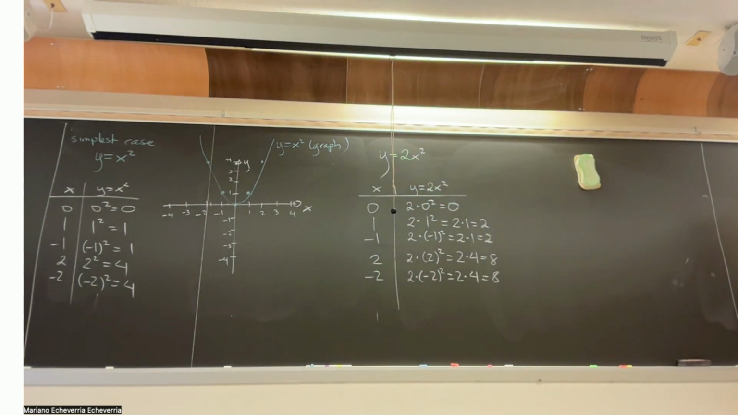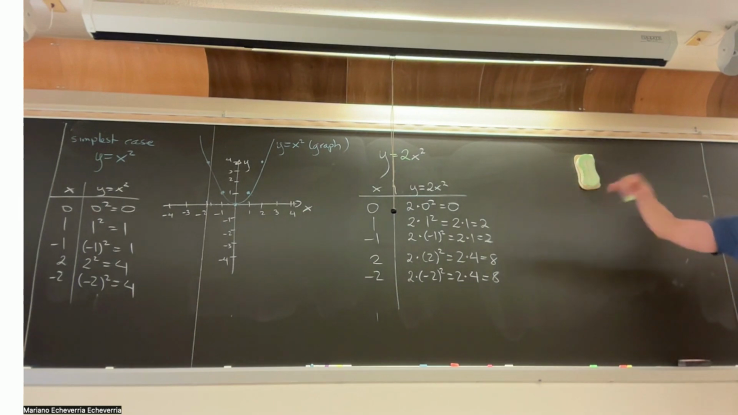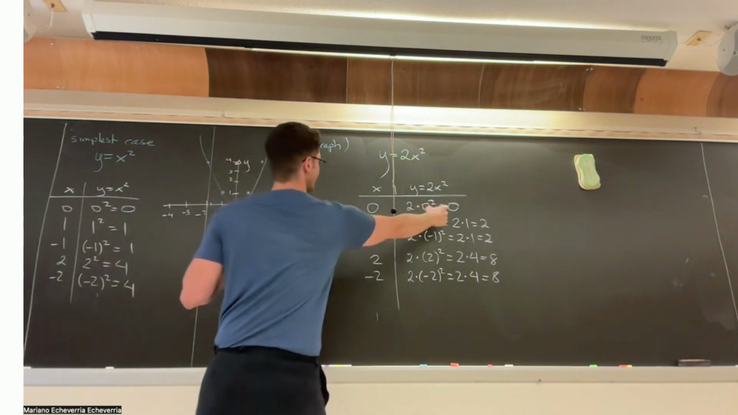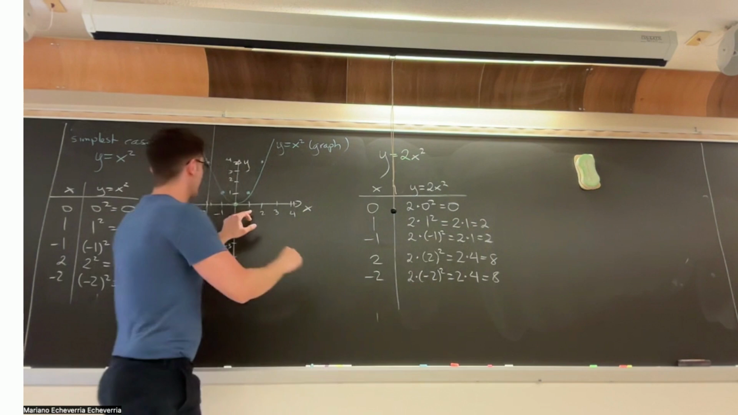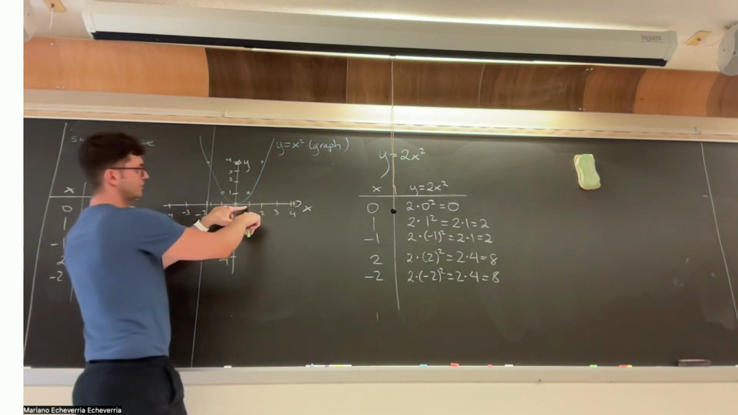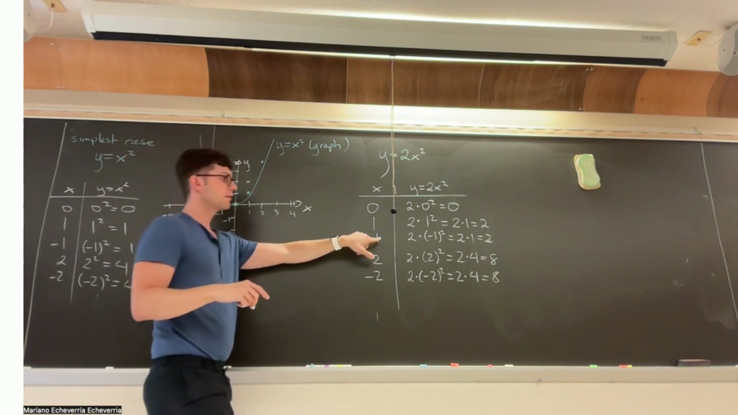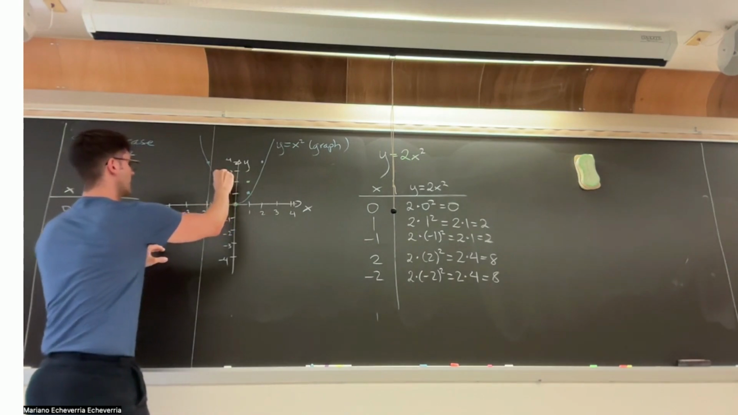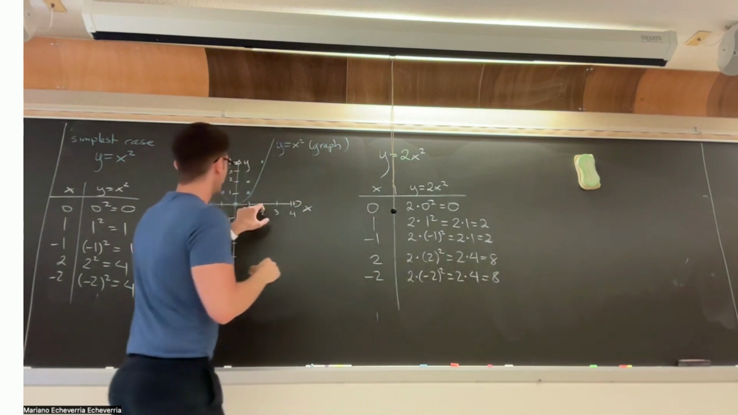Okay, so I found these values. It's actually convenient to draw it on the same picture to compare it with the reference parabola. So 0 matches with 0, just as in this case. Then x equals 1 matches with 2, so x equals 1 is here and 2 is here. x equals -1 matches with 2, so here's -1 and here's 2. Then 2 goes with 8.